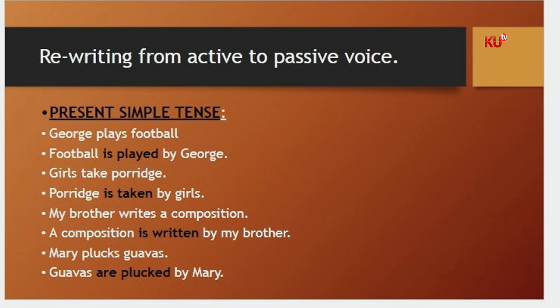And that sentence is in present simple tense. We have said we use is or are. So when we change George plays football, it becomes football is played by George. Football is played by George. The second one, we have girls take porridge. Girls take porridge. We shall say porridge is taken by girls.